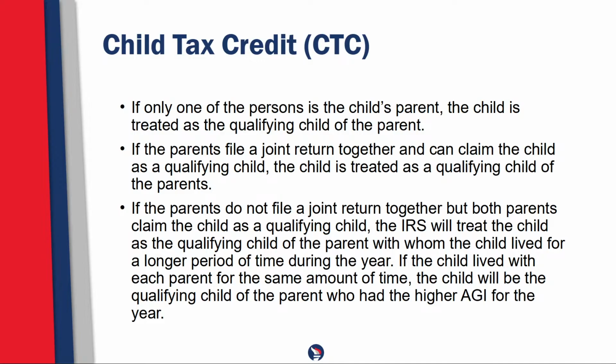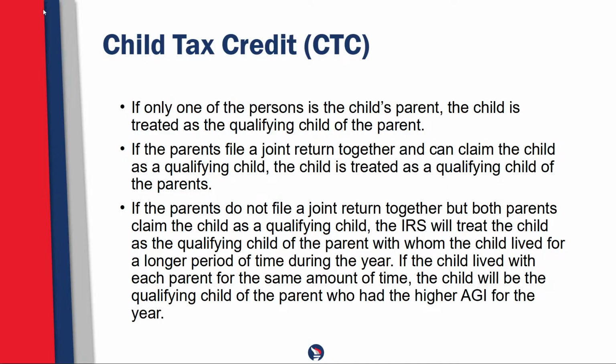Back to the tiebreaker rules. If only one person is the child's parent, then the child is treated as the qualifying child of the parent. A biological parent will always win. If the parents file a joint return together and can claim the child as the qualifying child, the child is treated as the qualifying child of the parents. Whether they claimed him or not, that's not the point. The point is that the child should have stayed with the parents at that point, as far as taxes are concerned.